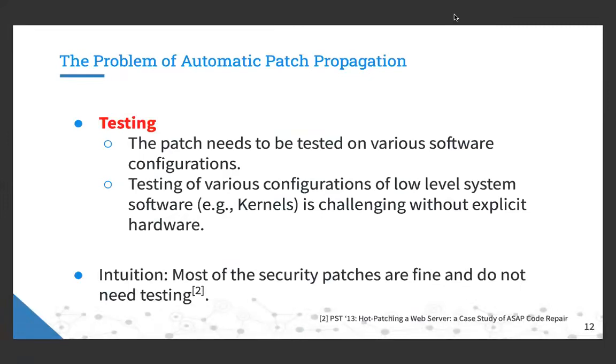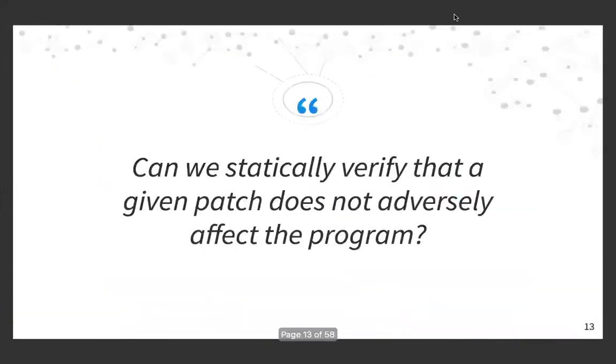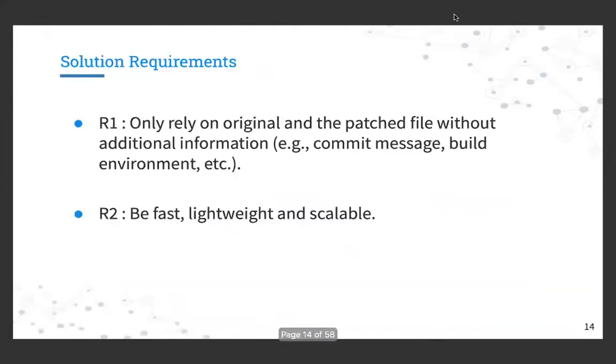Our intuition is that most of the security patches are fine and they do not need testing. So based on this intuition, we set ourselves the goal: can we statically verify that the given patch does not adversely affect the functionality of the program? And we also want our technique to satisfy two requirements. The first requirement is that it should only rely on the original file and the patched file without any additional information such as commit messages or build information or any other information from the source repository.